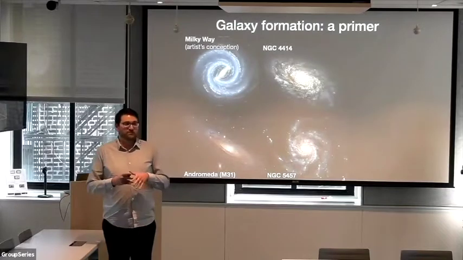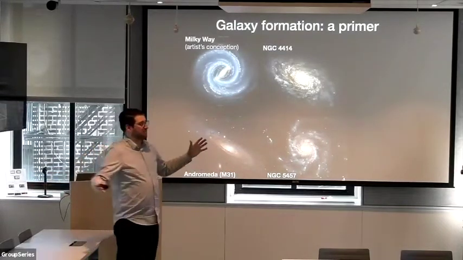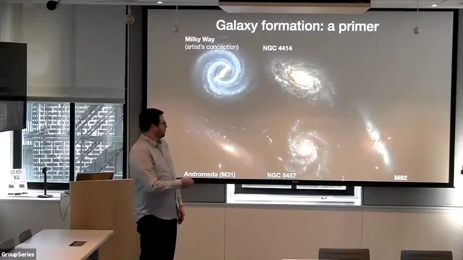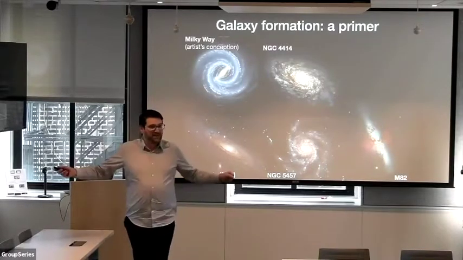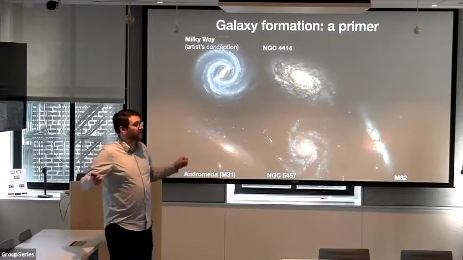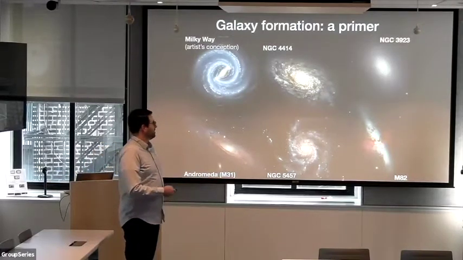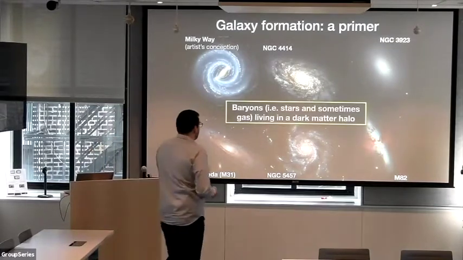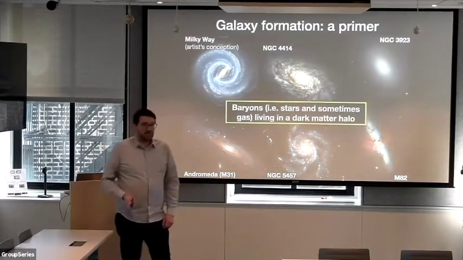So these have either very large extended spiral arms or sometimes much more compact arms with a big bulge in the center. Sometimes you have these enormous outflows of baryons flying out of the center of the disk, and sometimes you just have big balls of stars. But what all galaxies are is baryons living in a dark matter halo.